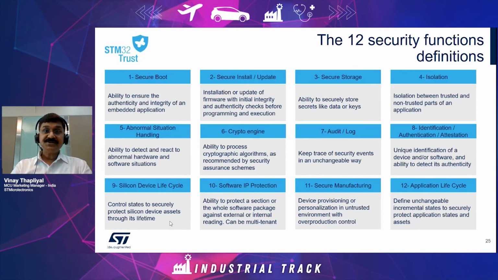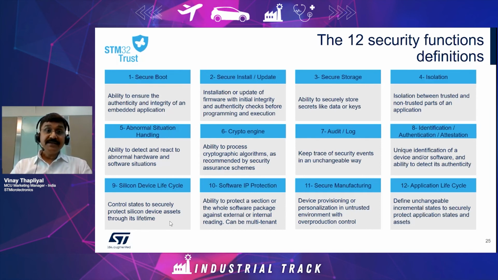4. Isolation between trusted and non-trusted parts of an application. For example, a part of the application which is connected to the outside world, and one part of the application which is connected with the internal sensors. So you can create a right isolation between these two worlds. 5. Abnormal situation handling, ability to detect and to react to abnormal hardware and software situations. 6. Crypto engine, ability to process cryptographic algorithms as recommended by security assurance schemes.